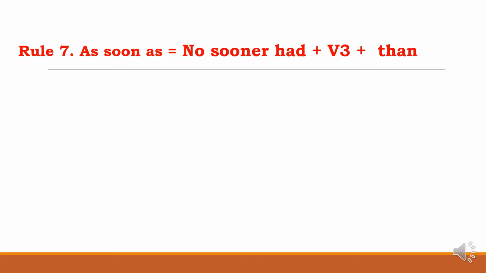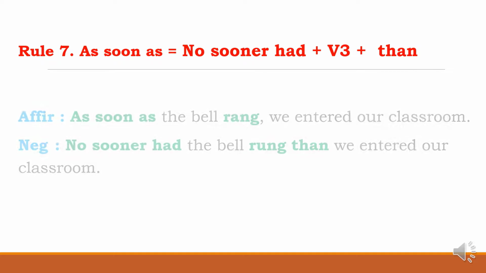Rule 7. If any affirmative sentence starts with the phrase "as soon as," then we have to follow the given structure. We have to use "no sooner had" instead of the phrase "as soon as." Then we have to use V3, that is the past participle form of the verb, and then we have to use "than" in between the two clauses given in the sentence.